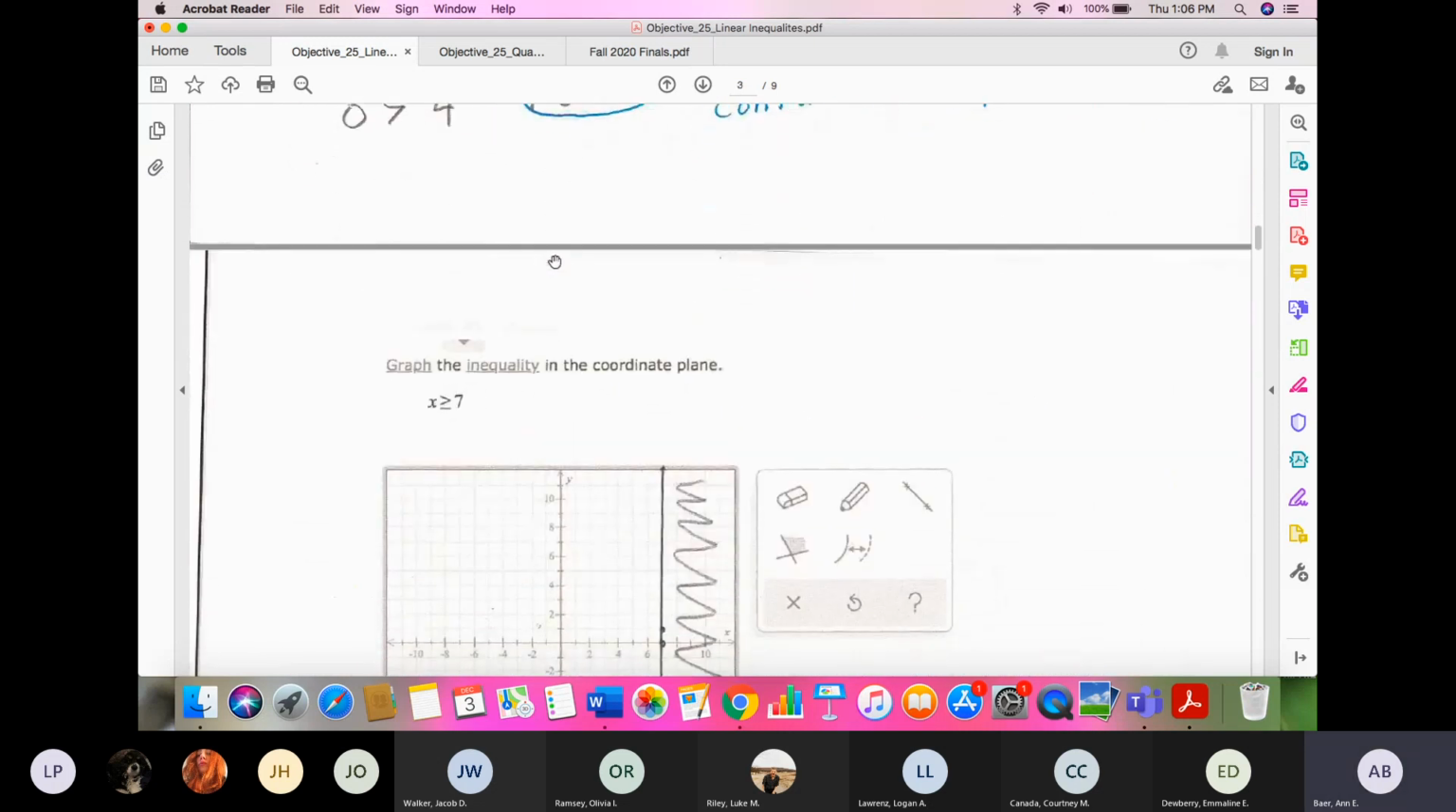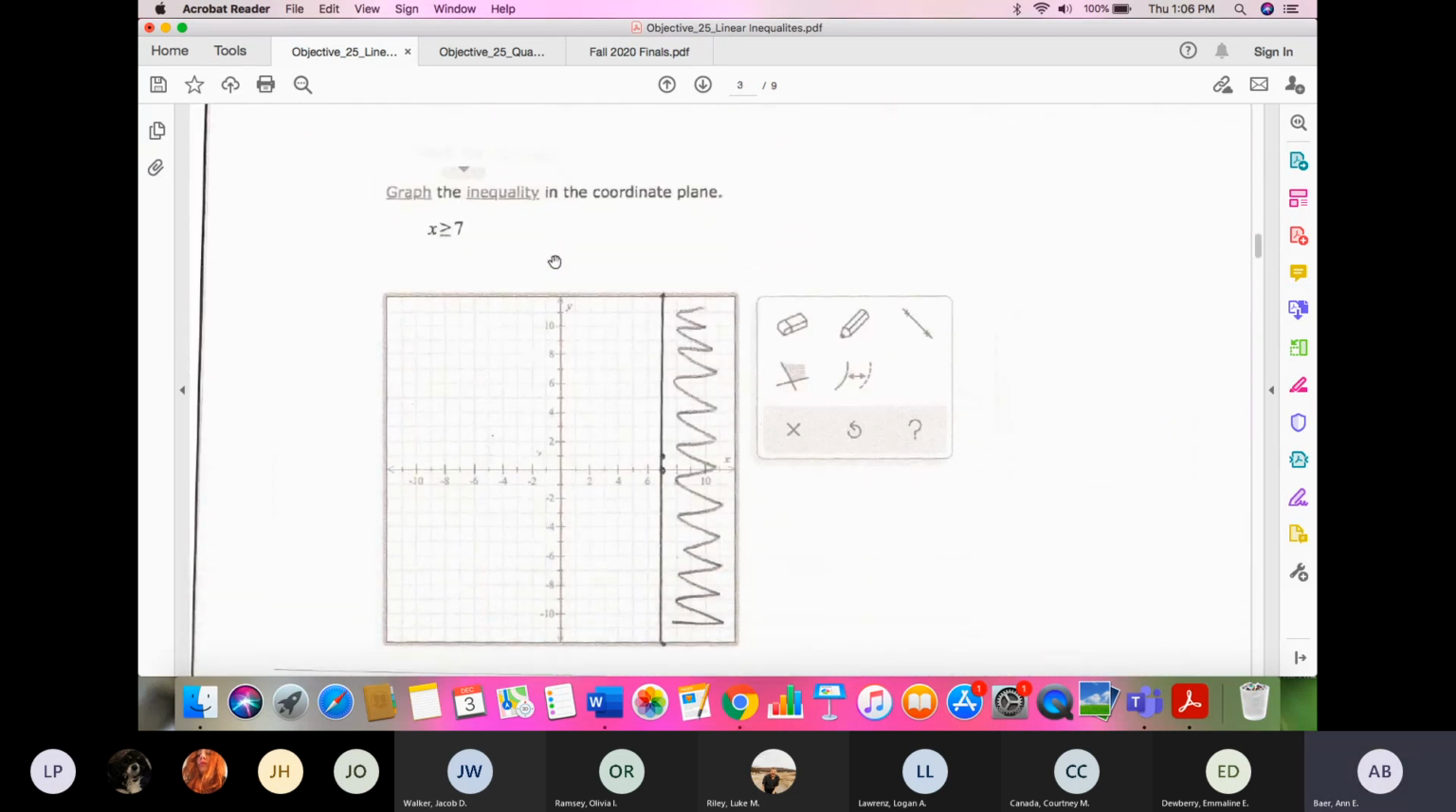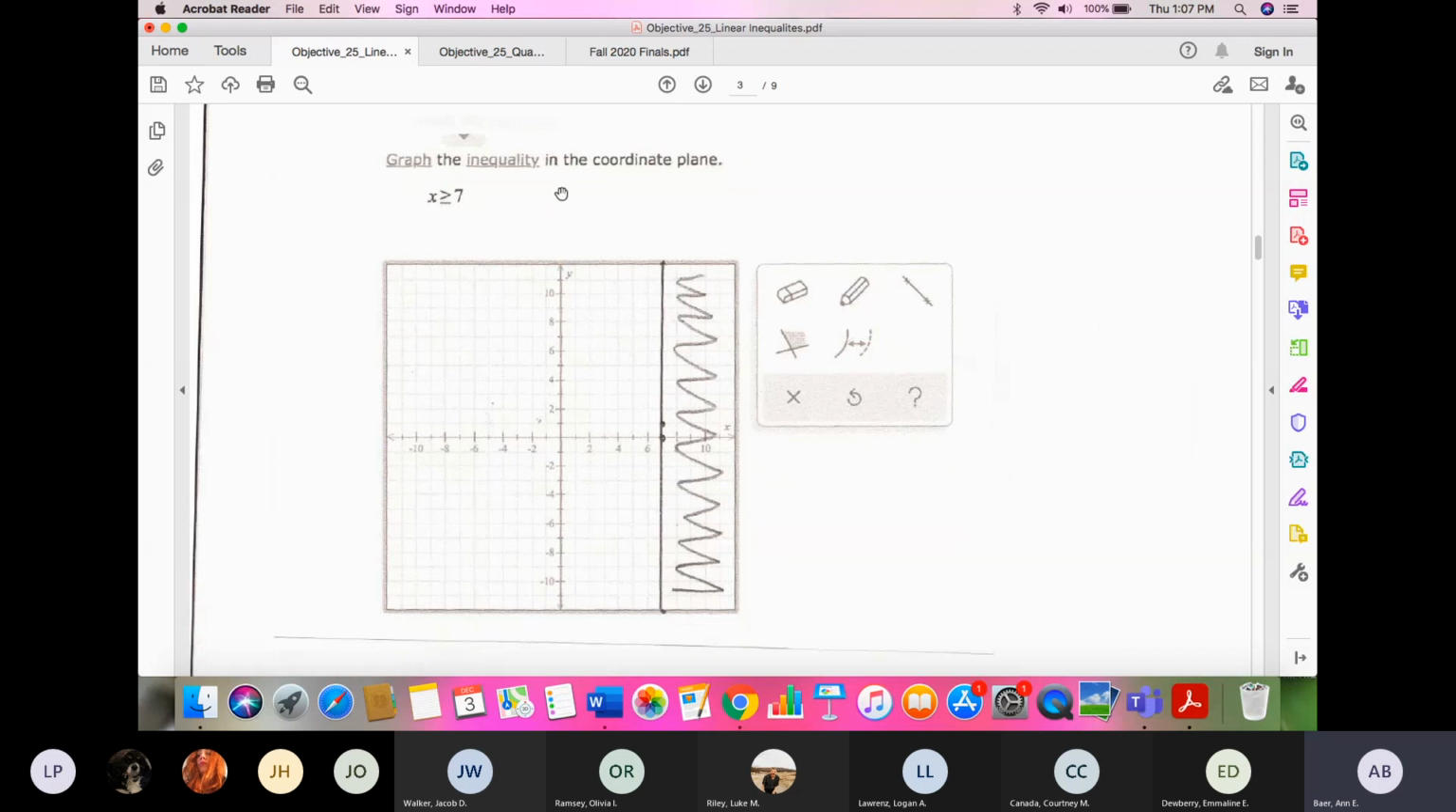Now, let's look at this one. There's another topic in this objective, which is going to have you look at x less than or x less than or equal to, greater than or equal to, a number. And then they're going to do the same thing, but with y. So it's important to remember vertical and horizontal lines. A vertical line is x equals a number. A horizontal line is y equals a number.